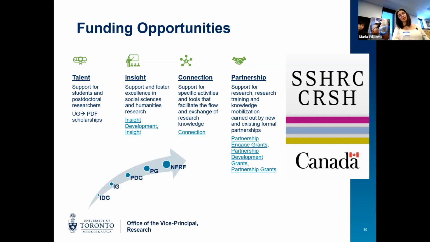And when you're thinking of SSHRC, a typical trajectory, this is not the only way to run through the SSHRC program, but you can consider starting with an IDG, moving into an IG. When you finish that base of your research, or you have at least a good start on it, you can consider expanding your network, doing something like the PDG, the partnership development, working into the partnership grant. And then I just listed the NFRF here as something large scale that you can think about, but there's multiple grants that you can do through this.